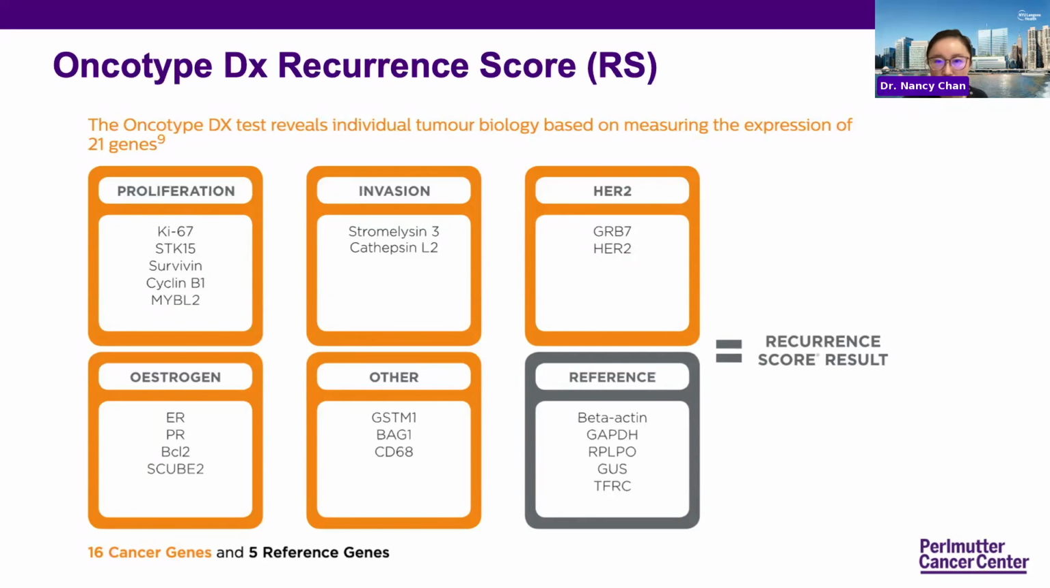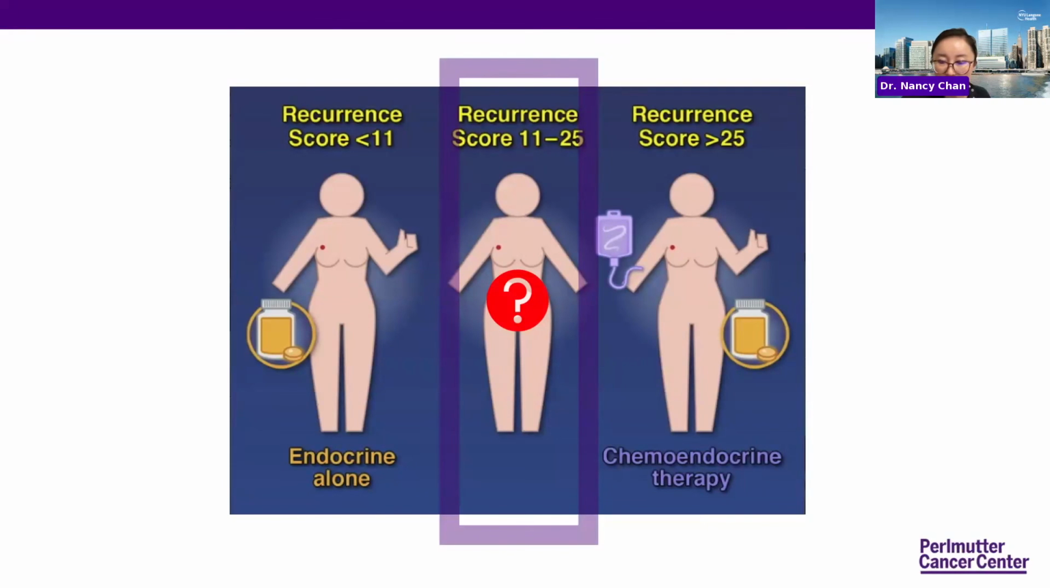One of the most important genomic assays is the Oncotype DX. It is a 21 gene assay that looks at proliferation, invasion, HER2 and ER status, amongst other reference genes as well. And how has it shaped how we treat breast cancer? The Oncotype score is divided into 3 categories: low score, intermediate score, and high score. If you have a low recurrence score, what we consider a low genomic risk tumor, you're unlikely to benefit from chemotherapy.